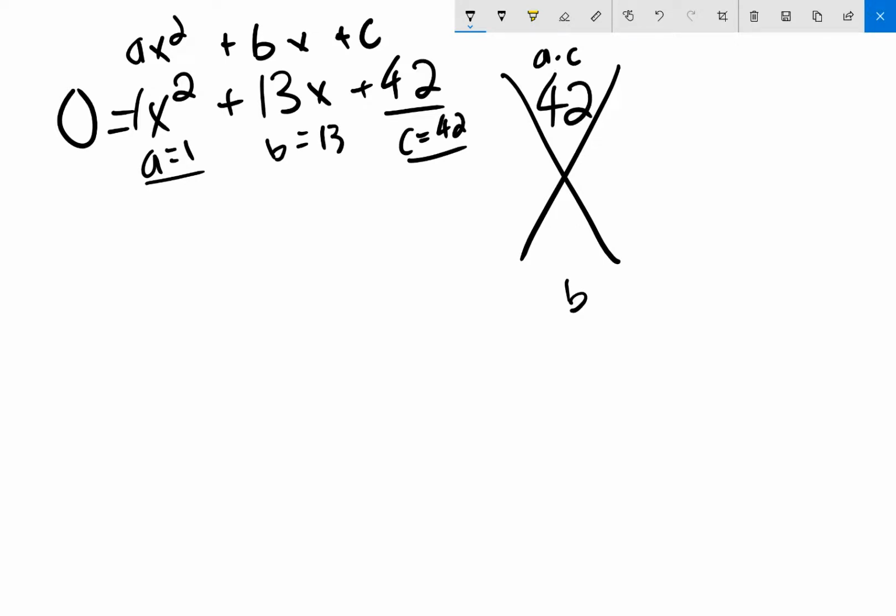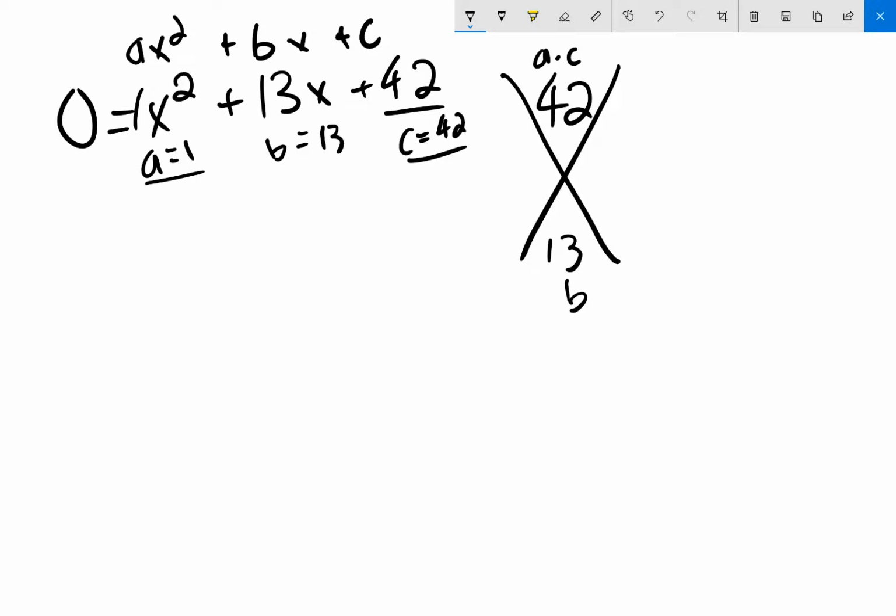This is not part of the problem at all. This is just part of kind of organizing my thinking again, okay? So I need to know what a times c is. That number is 42. I need to know what the b number is as well. The b number, which is pretty straightforward, is just 13. Now here's the part where we actually have to do some thinking, okay? That's just setting it up. That's just setting up my puzzle, my process.